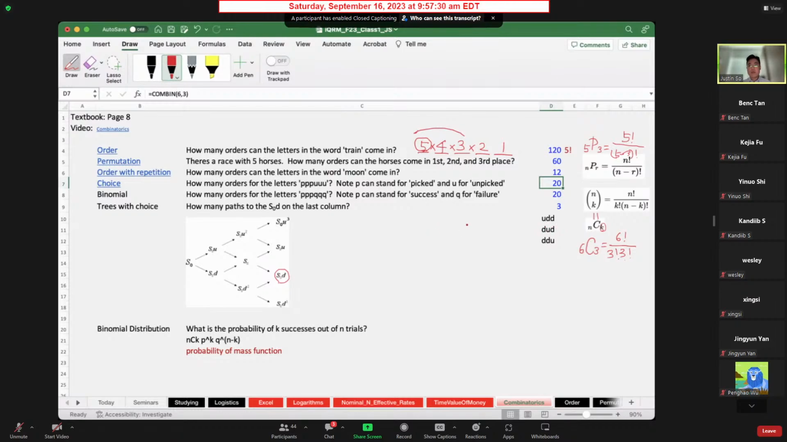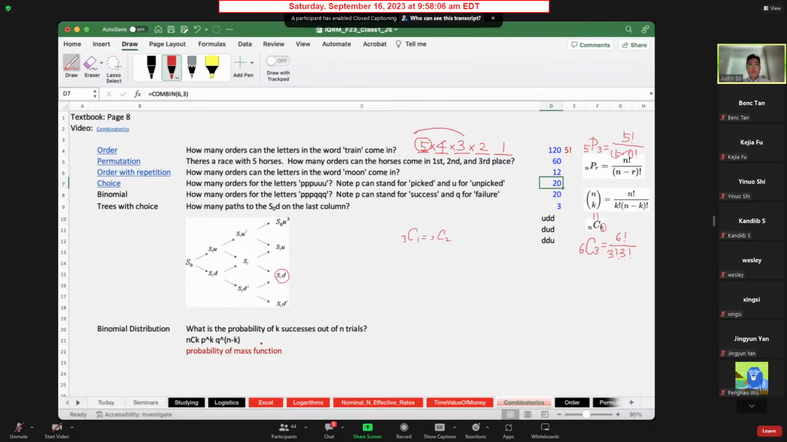So this becomes 3 choose 1, or 3 choose 2. Actually, that's the same. 3 choose 1, 3 choose 2. Think about why these are the same. You check on your own.